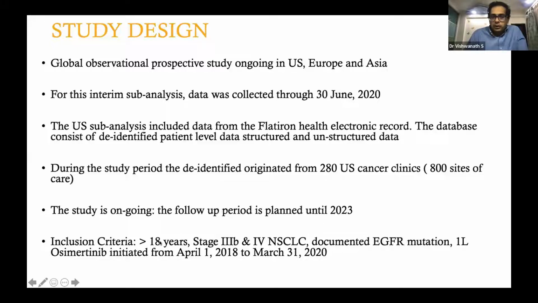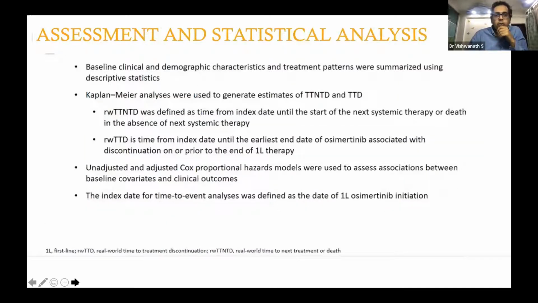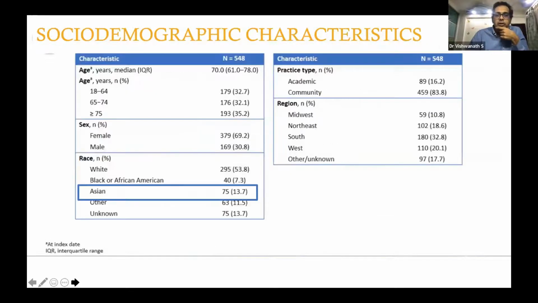Here the inclusion criteria were 18 years or more, stage 3B or stage 4 non-small cell lung cancer, a documented EGFR mutation, and Osimertinib initiated from 1st April 2018 to March 31st, 2020. They also included patients who were in earlier stages of disease but had progressed to stage 3 or stage 4 when data collection started. These are the different endpoints, mainly the real-world time to treatment discontinuation and real-world time to next treatment or death.